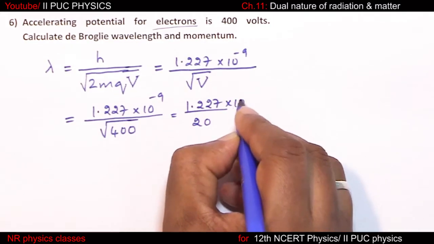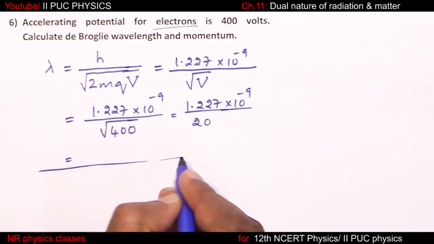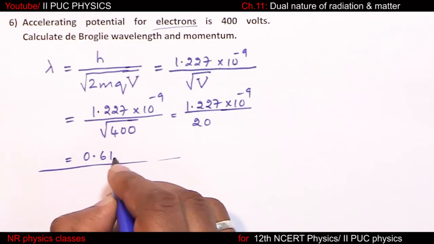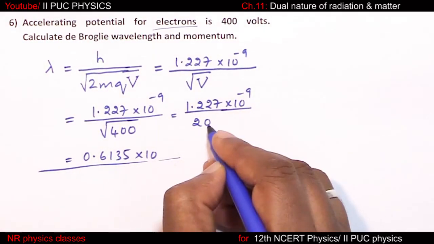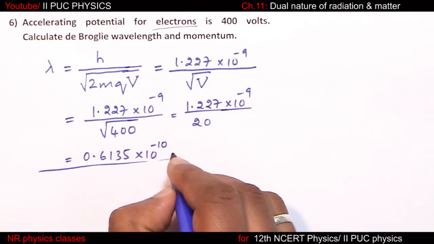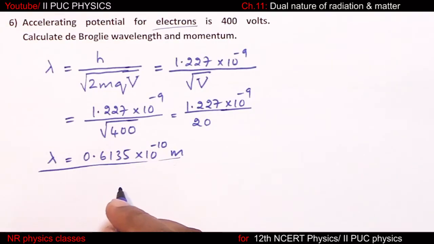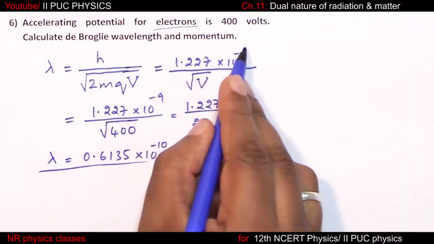1.227 divided by 20 equals 0.6135 × 10 power minus 9, minus 1 is minus 10 meter. This is the wavelength. Now the de Broglie wavelength and momentum.